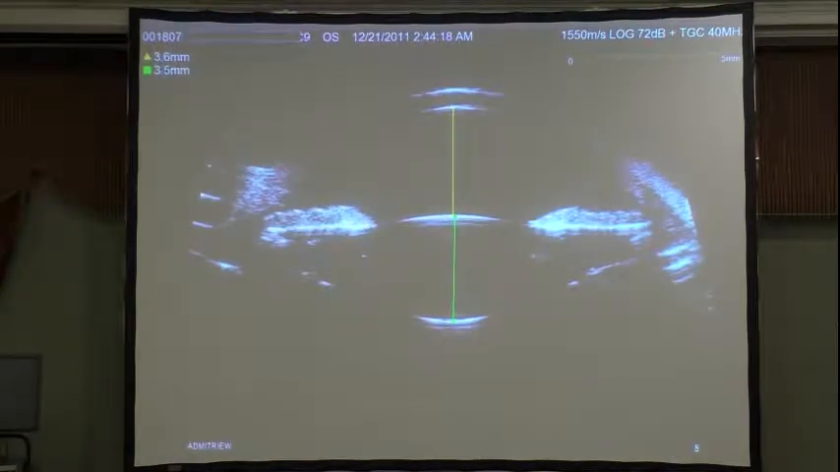So for the typical anterior segment scan, I will expect to be able to measure the anterior chamber depth, the lens thickness, see the anterior part of the vitreous, and measure sulcus to sulcus distance.